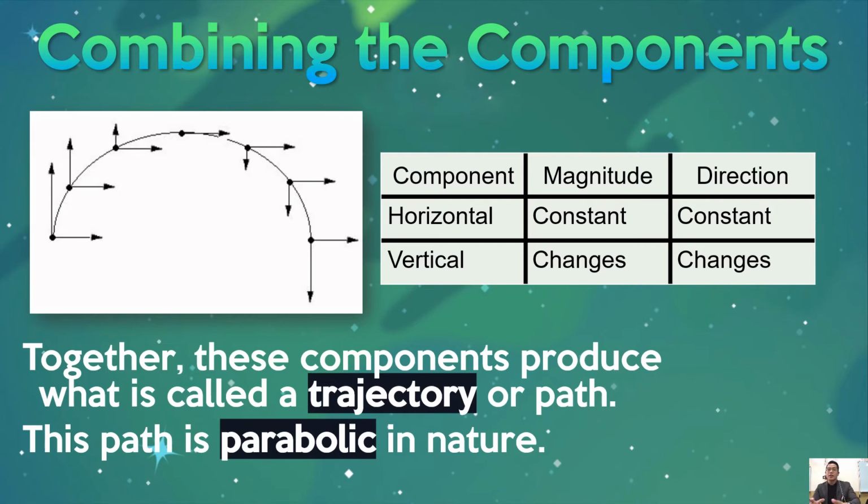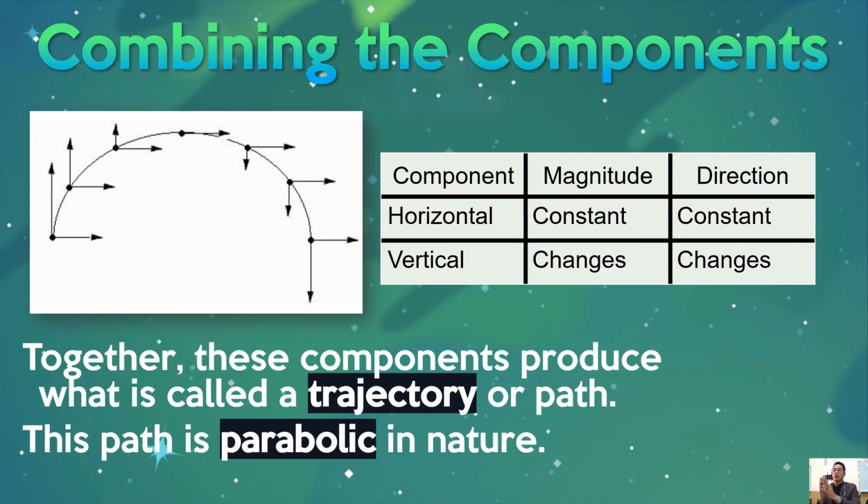How about its vertical components? Its vertical components will change. Why? Because gravity is acting on the vertical component. So the magnitude and the direction will both change through time.